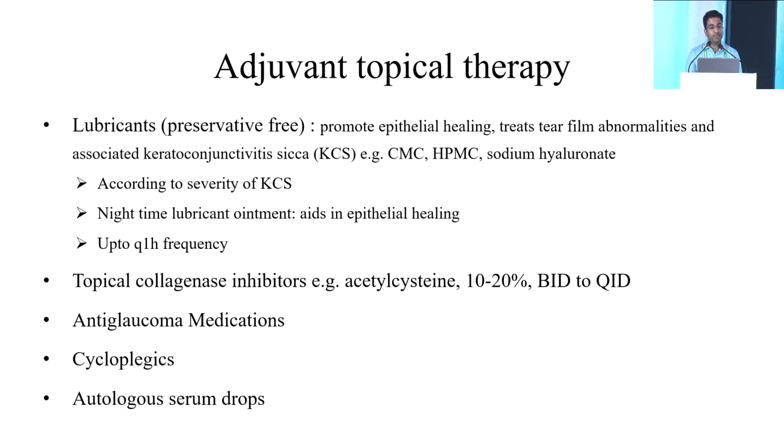Next, adjuvant therapy would be lubricants. As I said, copious lubricants should be given, which are preservative-free. Next would be topical collagenase inhibitors like acetylcysteine, 10 to 20% QID, which can be given to inhibit the collagen lysis and prevent further inflammation. Anti-glaucoma medications are needed to control the IOP rise, as these eyes often have inflammation that raises the IOP, so it should be treated to prevent perforation. Cycloplegics are given for symptomatic relief, and autologous serum drops can be used in case of severe epithelial defect. It enhances the healing of the epithelium.